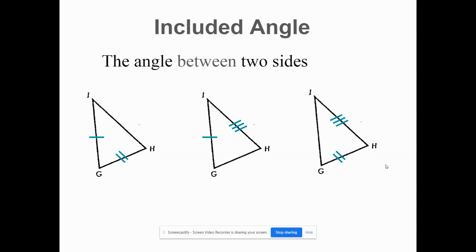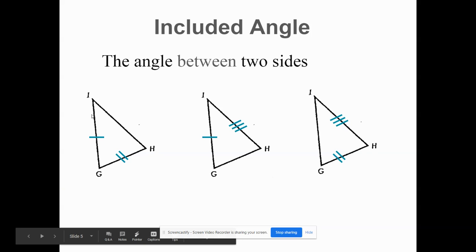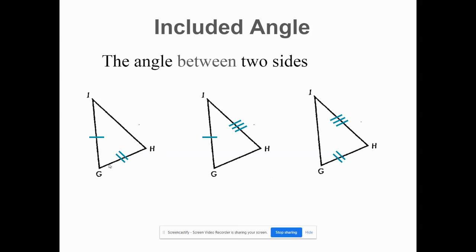So here, the included angle in between sides, our goal is to determine which angle it would be. For this first picture, if I work on connecting where these 2 sides meet, it would be angle G. For this center example, where those 2 tick mark sides meet is angle I. And for this final example, where these 2 sides meet is angle H. So there's angle G, there you see angle I, and here you see angle H.